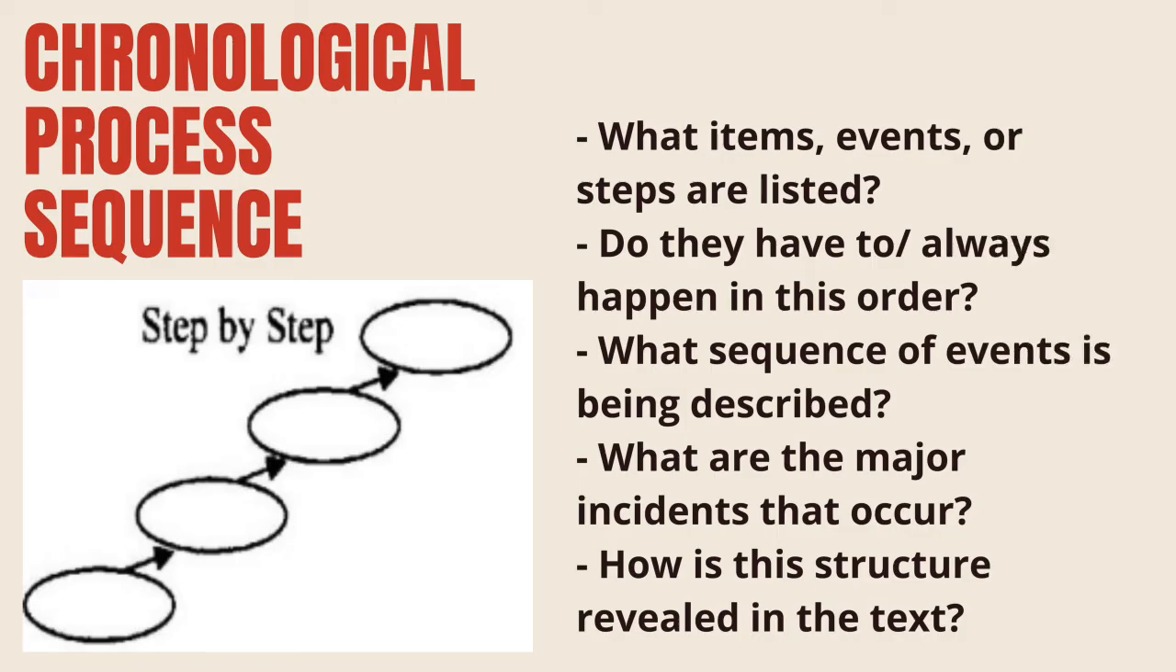What items, events, or steps are listed? Do they have to always happen in this order? What sequence of events is being described? What are the major incidents that occur? How is this structure revealed in the text?